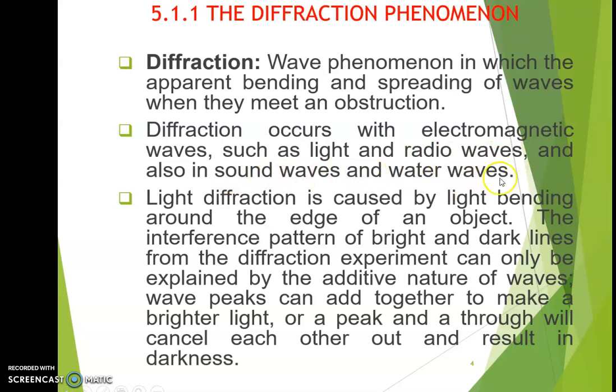and water waves. Light diffraction is caused by light bending around the edge of an object. The interference pattern of bright and dark lines from the diffraction experiment can only be explained by the additive nature of waves. Wave peaks can add together to make a brighter light, or a peak and a trough will cancel each other out and result in darkness.